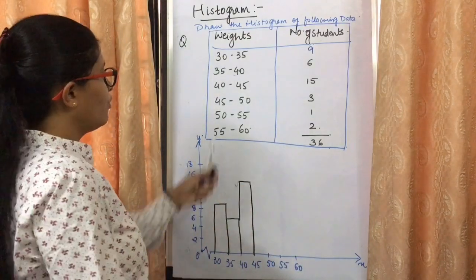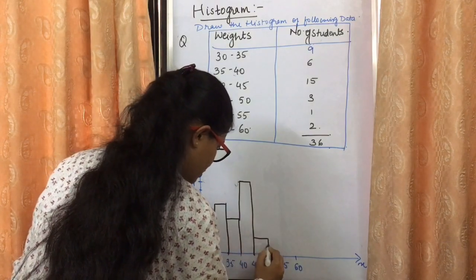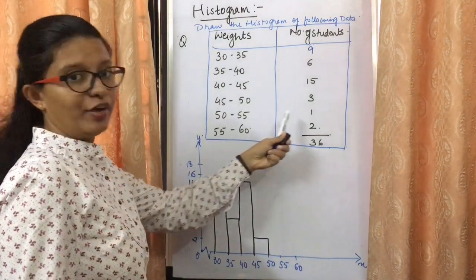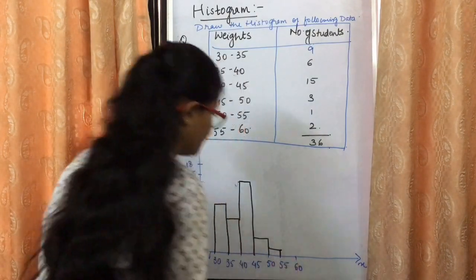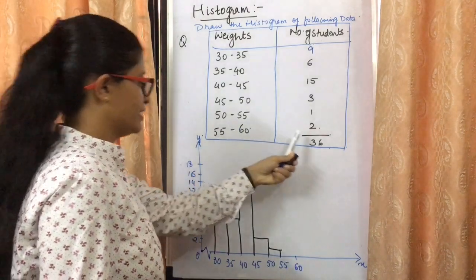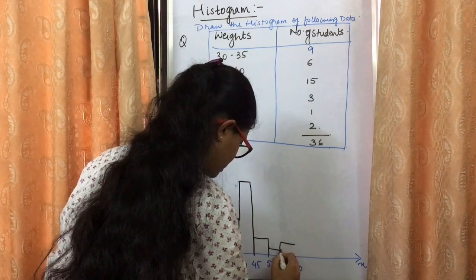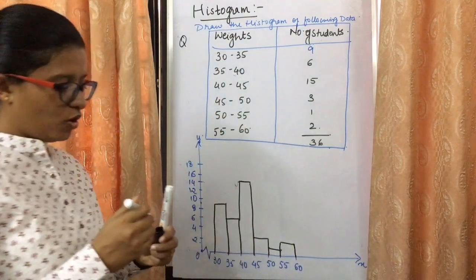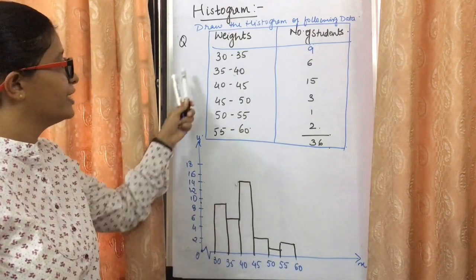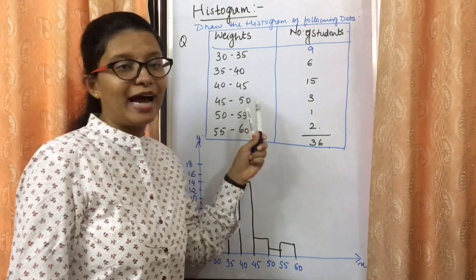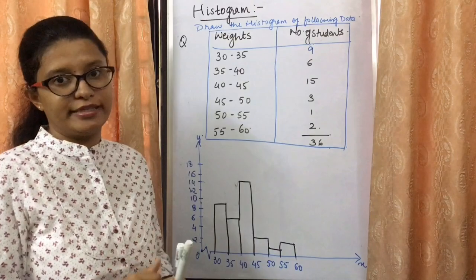Now we have 45 to 50 as 3. 50 to 55, 1. That will be half of here. 55 to 60 is 2. So I can say this is a pictorial representation in the form of a histogram for the data which was given to us, and the data was given in class intervals, which were the continuous class intervals.